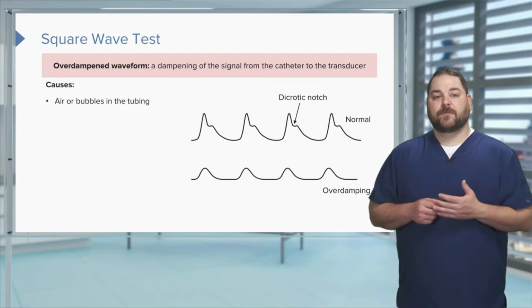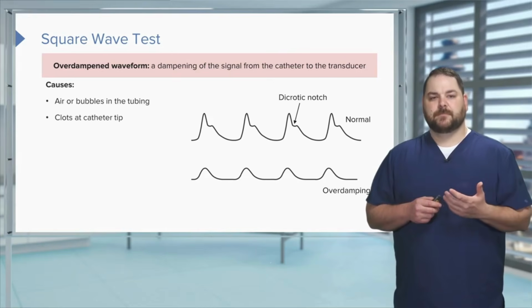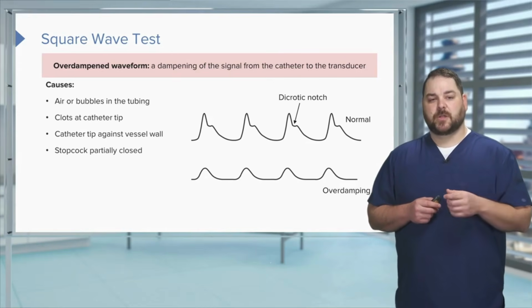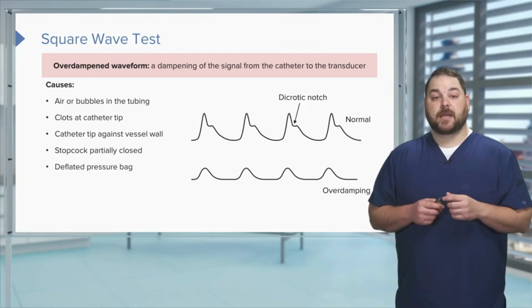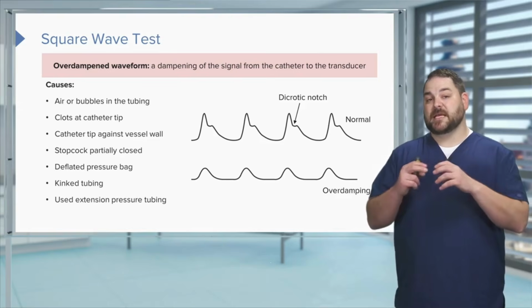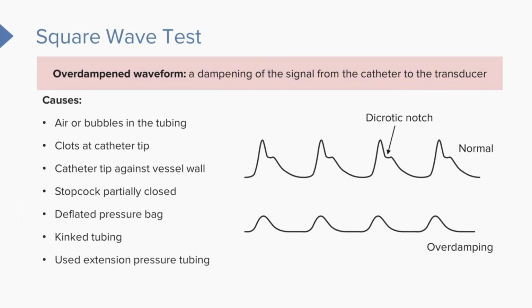Causes of an overdamped waveform are air or bubbles in the tubing, clots at the catheter tip against the vessel wall, the stopcock could be partially closed, a deflated pressure bag, tubing that is kinked, or an extension pressure tubing is used but it's not the correct diameter or size. I would say the most common cause of an overdamped waveform would be air or bubbles in the tubing system.